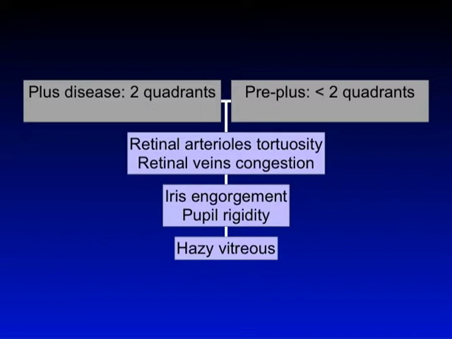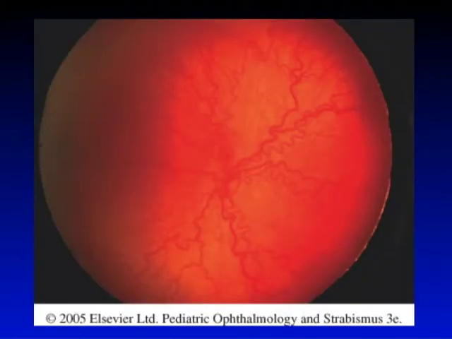And the last part will be what we call plus disease. Basically plus disease is artery tortuosity, vein congestion, iris engorgement, and inability to dilate the pupil with a hazy view, of course. So this is plus disease. Now we have moved from treating patients at threshold disease into treating them much earlier, when they have plus, because that probably improved the prognosis of these babies. This is plus disease: severe vascular tortuosity, venous dilation.